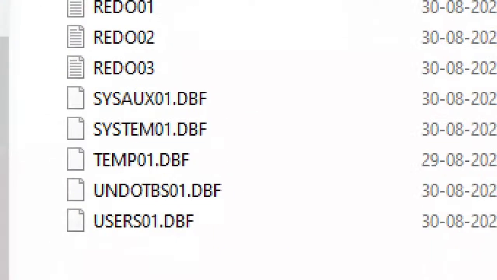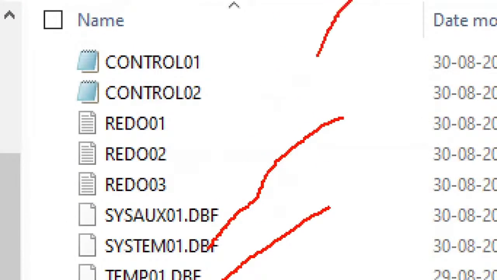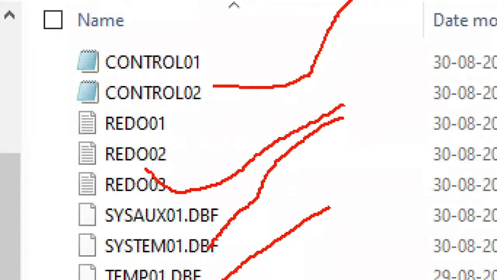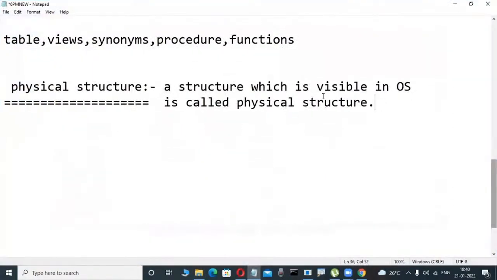These are data files, .dbf files. What is this? You don't have an idea; later you will be familiar. Here, control files and redo log files. These files are what make it a structure which is visible in the operating system. That is called the physical structure.